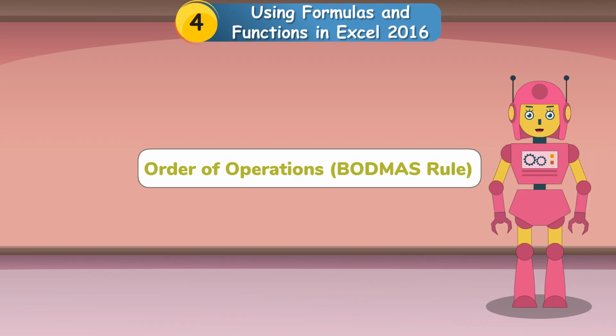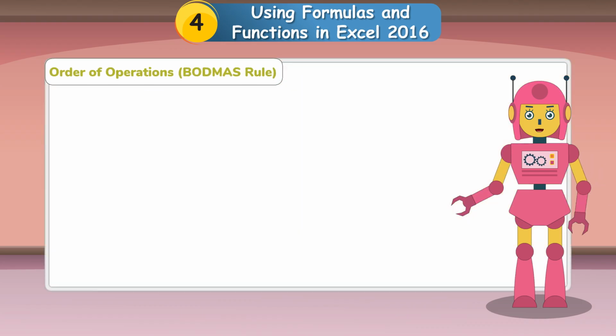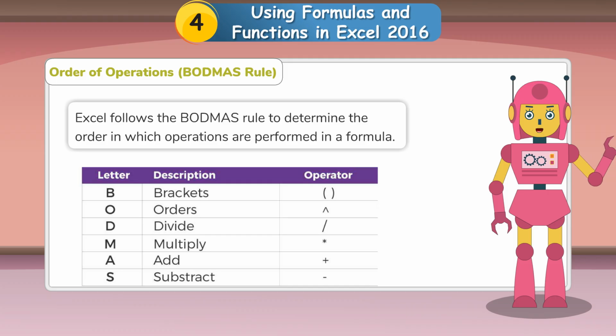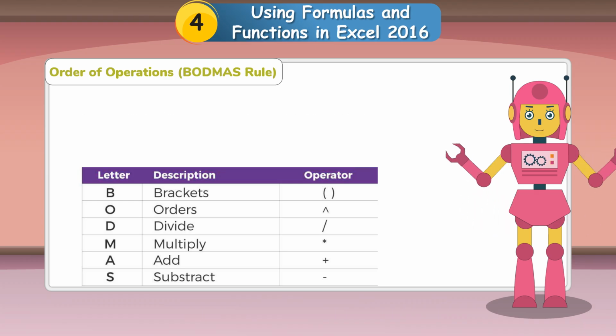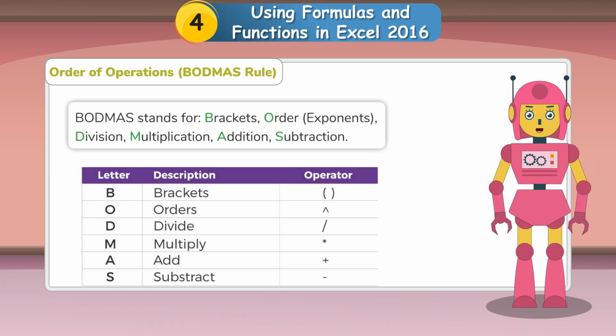Order of operations: the BODMAS rule. Excel follows the BODMAS rule to determine the order in which operations are performed in a formula. BODMAS stands for brackets, order, exponents, division, multiplication, addition, subtraction.